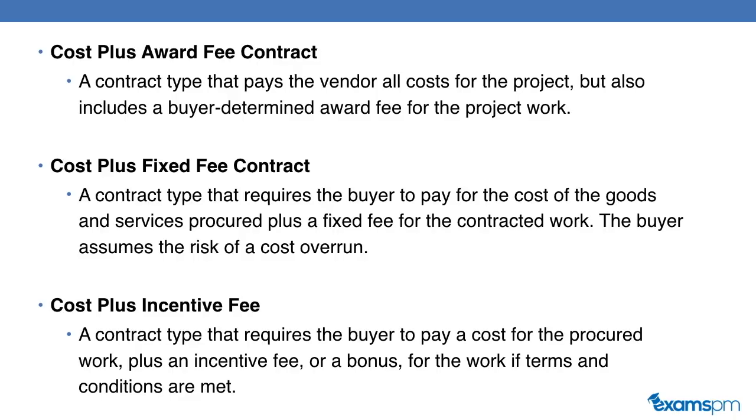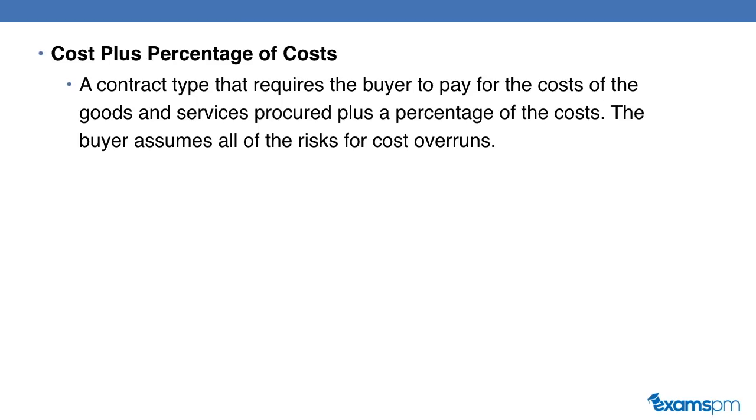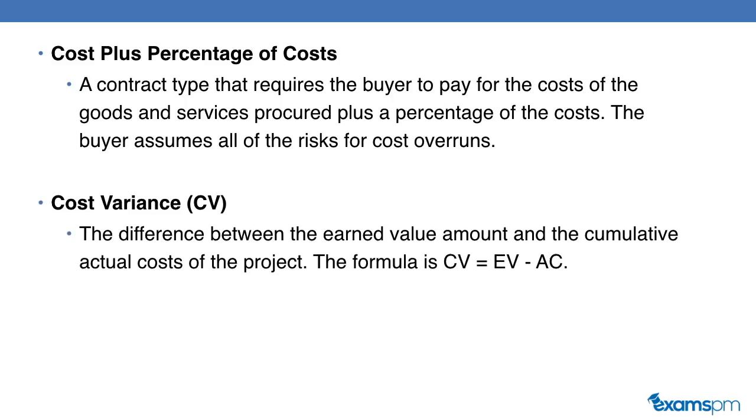This is a contract type that requires the buyer to pay a cost for the procured work plus an incentive fee or a bonus for the work if terms and conditions are met. Cost plus percentage of cost. A contract type that requires the buyer to pay for the cost of the goods and services procured plus a percentage of the cost. The buyer assumes all of the risk of the cost overrun.